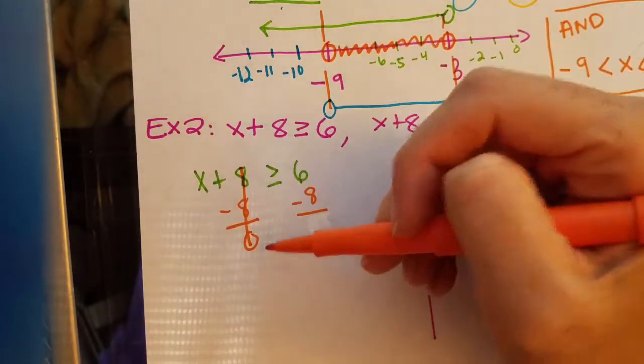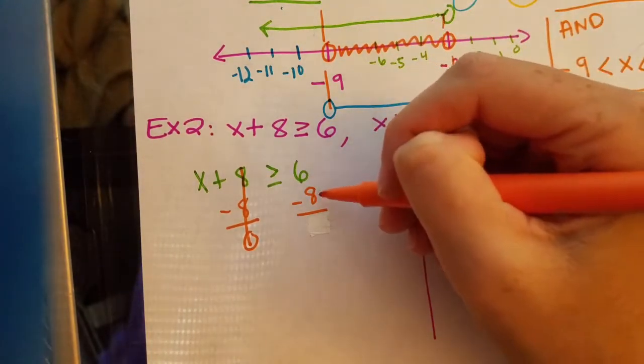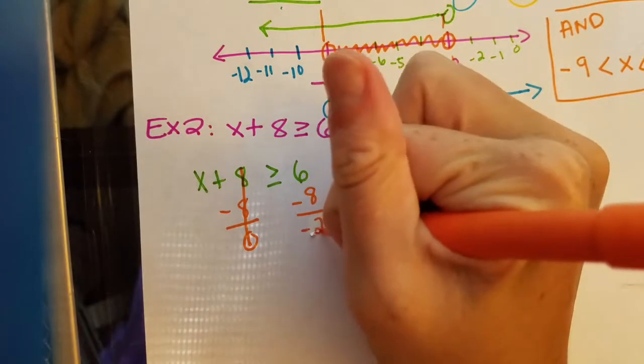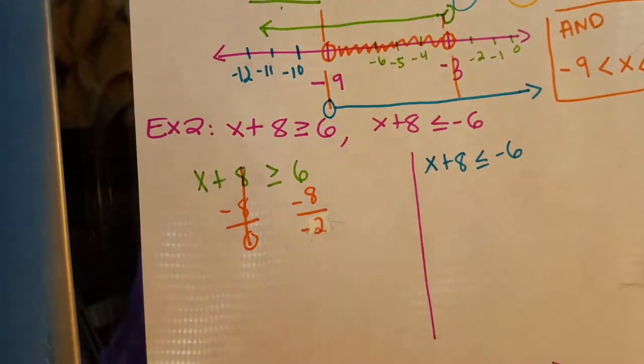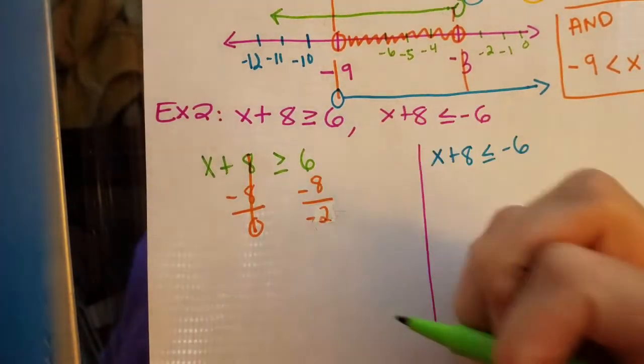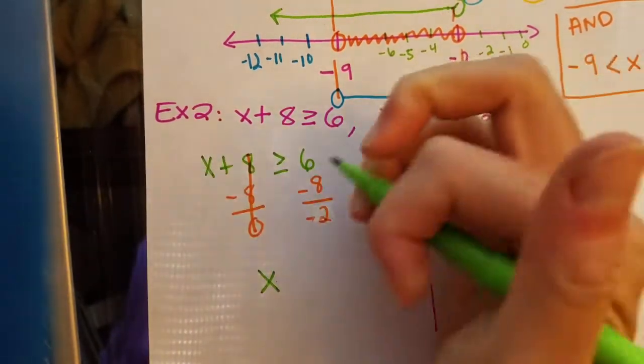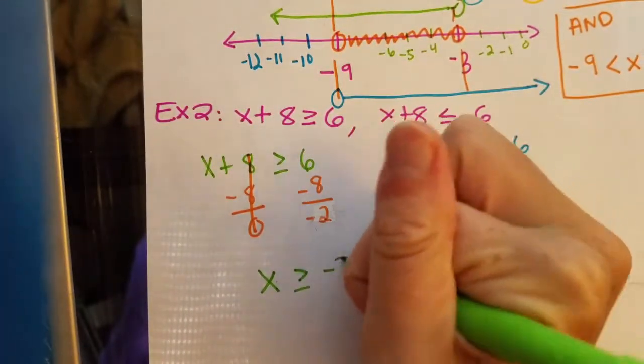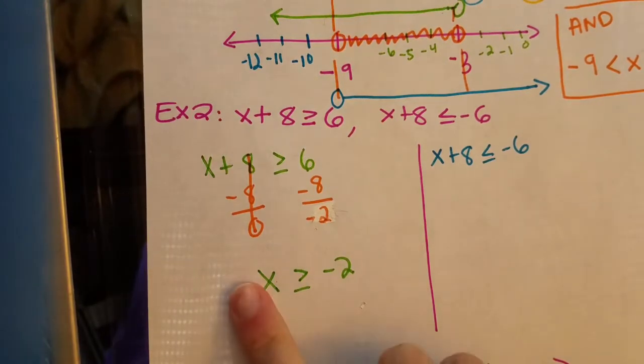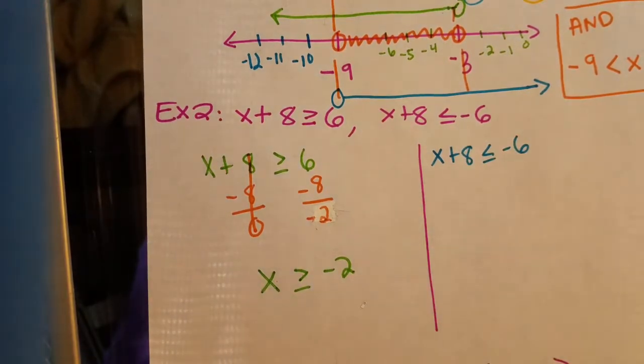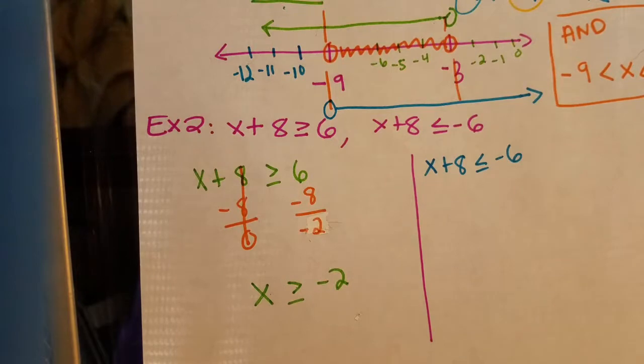So this side it cancels and turns to 0. This side, 6 minus 8, will give me a -2. So now my final answer on this side is that x is greater than or equal to -2. Now that x is by itself, I can move on to the other side of my equation.